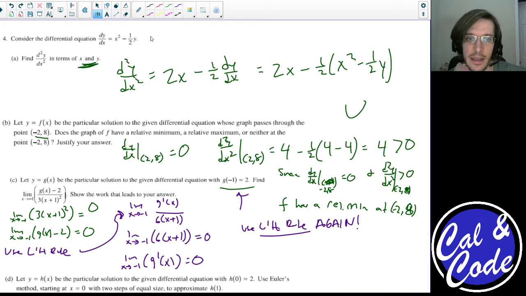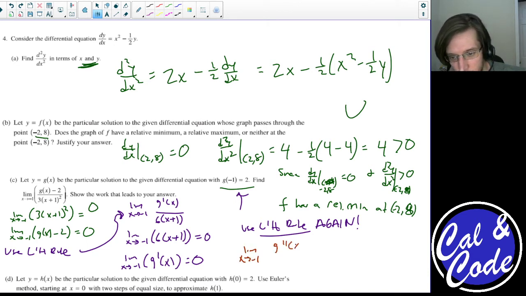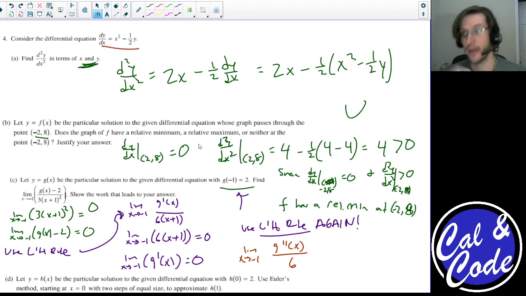So now that I'm using it a second time, I'm going to take the derivative again. The limit as x approaches negative 1 of g double prime of x all over 6. Now this time I don't use the first derivative to calculate this thing at negative 1, and I realize the denominator can't be 0, so no more L'Hopital's rule. I am going to get some sort of answer as long as this thing is defined, as long as g double prime of x is defined at negative 1.